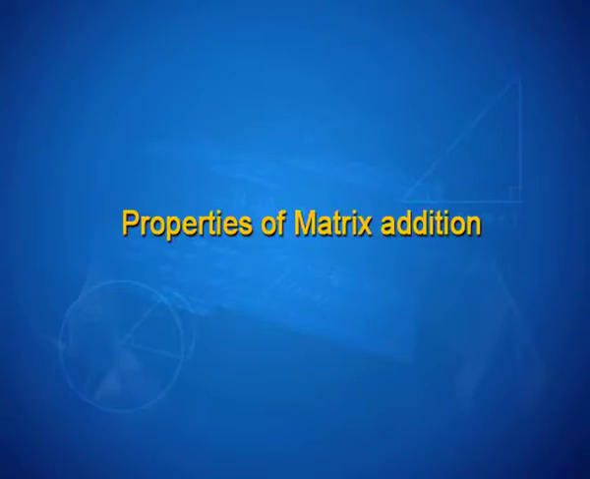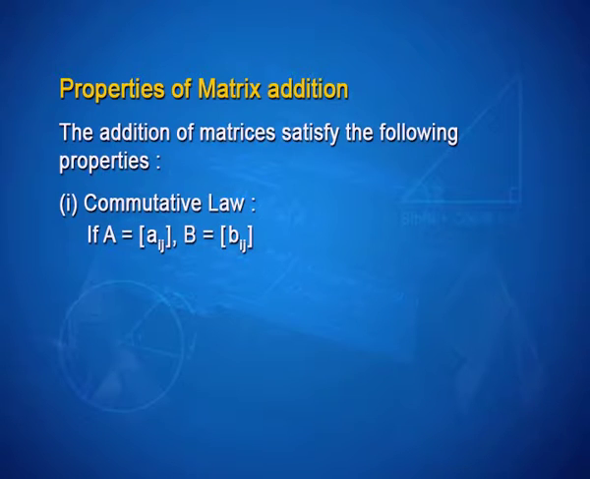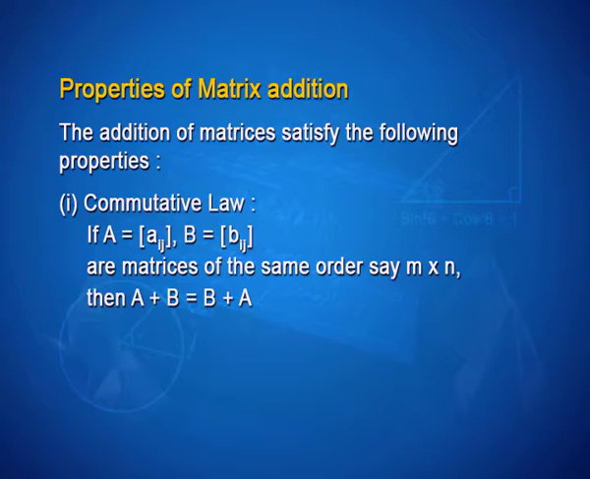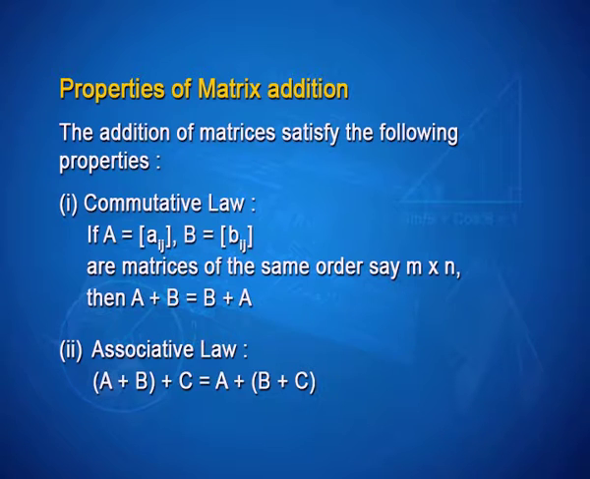Hello students, today we will discuss the properties of matrix addition and also multiplication of matrices. To begin with, the addition of matrices satisfies the following properties. First, commutative law. If A and B are matrices of the same order, say m by n, then A plus B is equal to B plus A. Second, associative law. (A plus B) plus C is equal to A plus (B plus C).